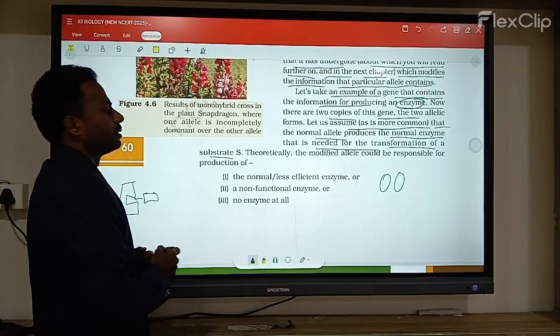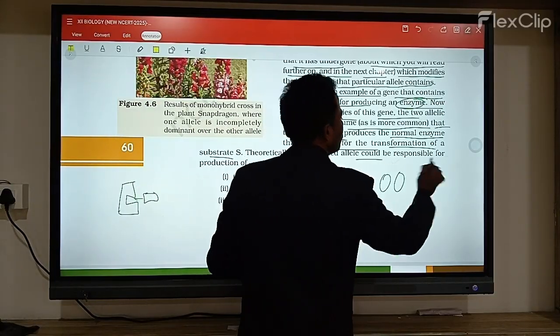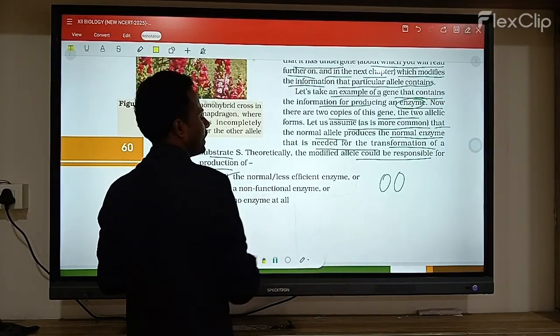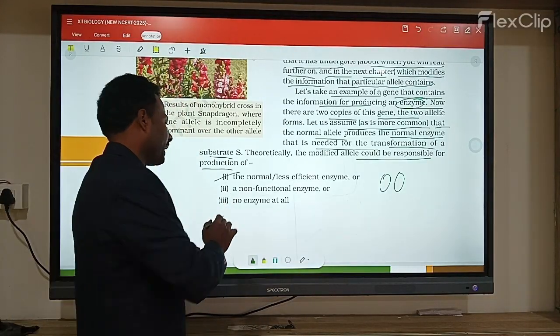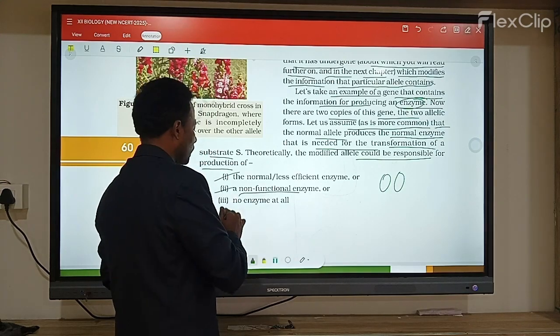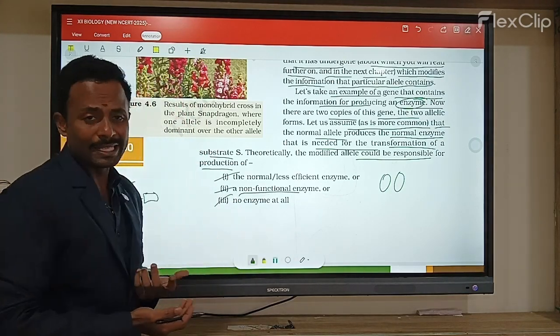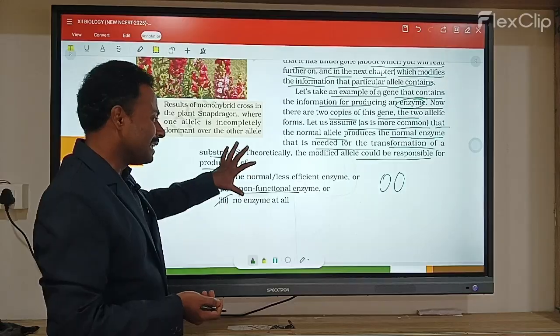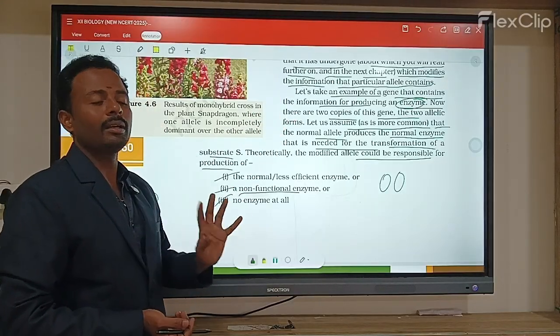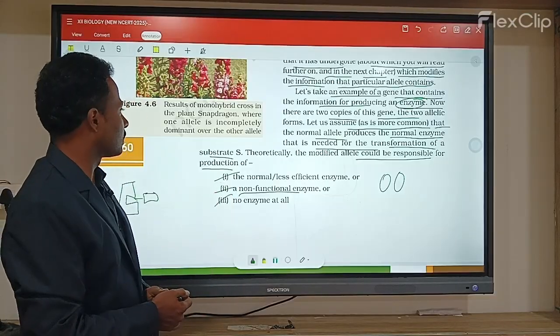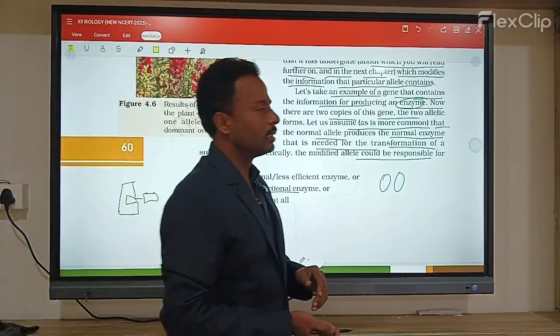Theoretically, the modification of the allele could be responsible for the production of one, a normal enzyme or a less efficient enzyme, next a non-functional enzyme, and third, no enzyme at all. So these depend on whether it is a complete character, that is, a dominant or a recessive character. This is exactly dominance.